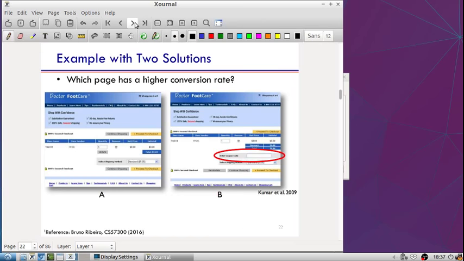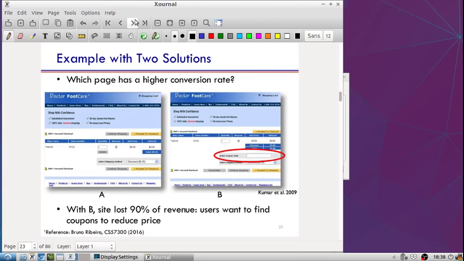So let's start with a simple example. There are two pages. Let's say this is a small company, and the team wanted to decide whether to have a page like A or a page like B, and the only difference is B has this enter coupon code field. So which page do you think has a higher conversion rate, which just means where people complete the transaction and pay you money? Okay, I can't hear. So who goes for A? Just one. Everybody else, okay, four. Everybody else for B. B has higher conversion rate?